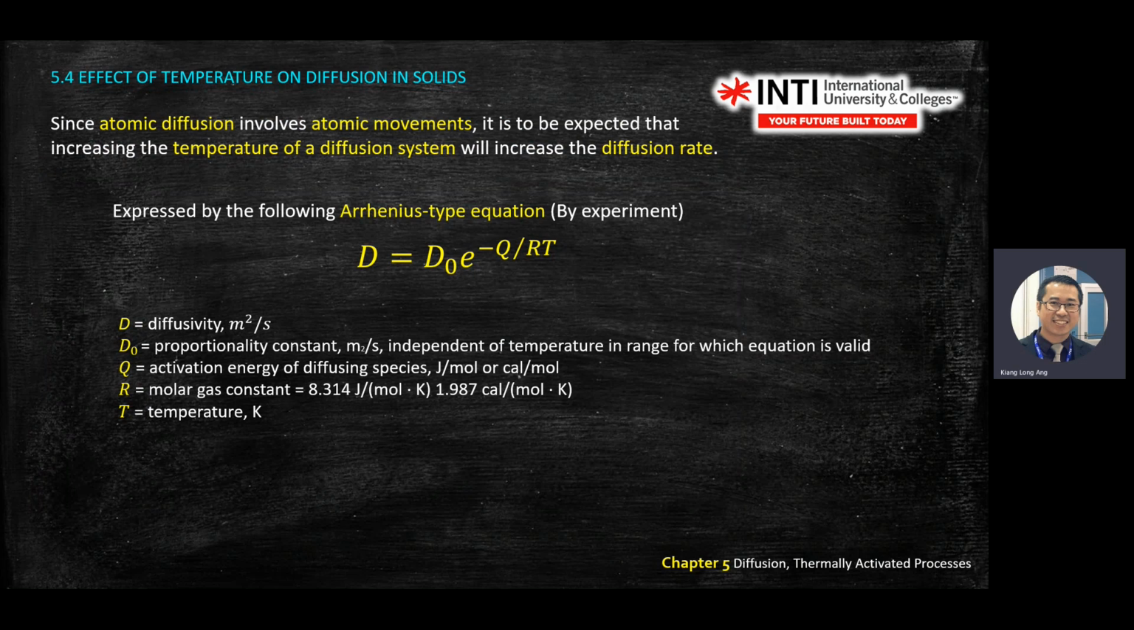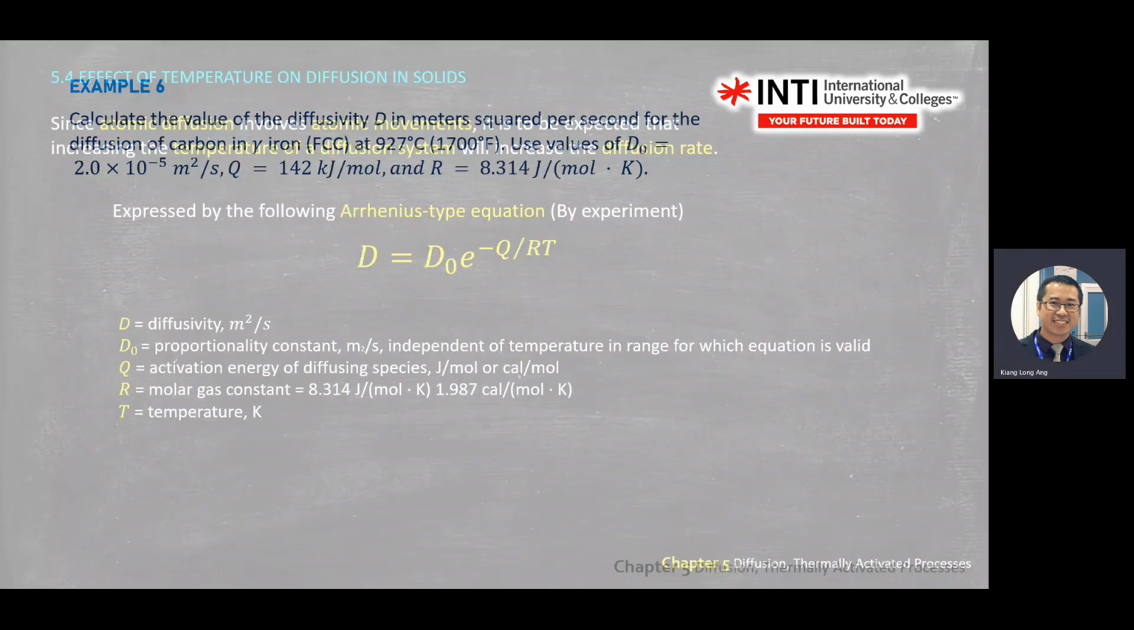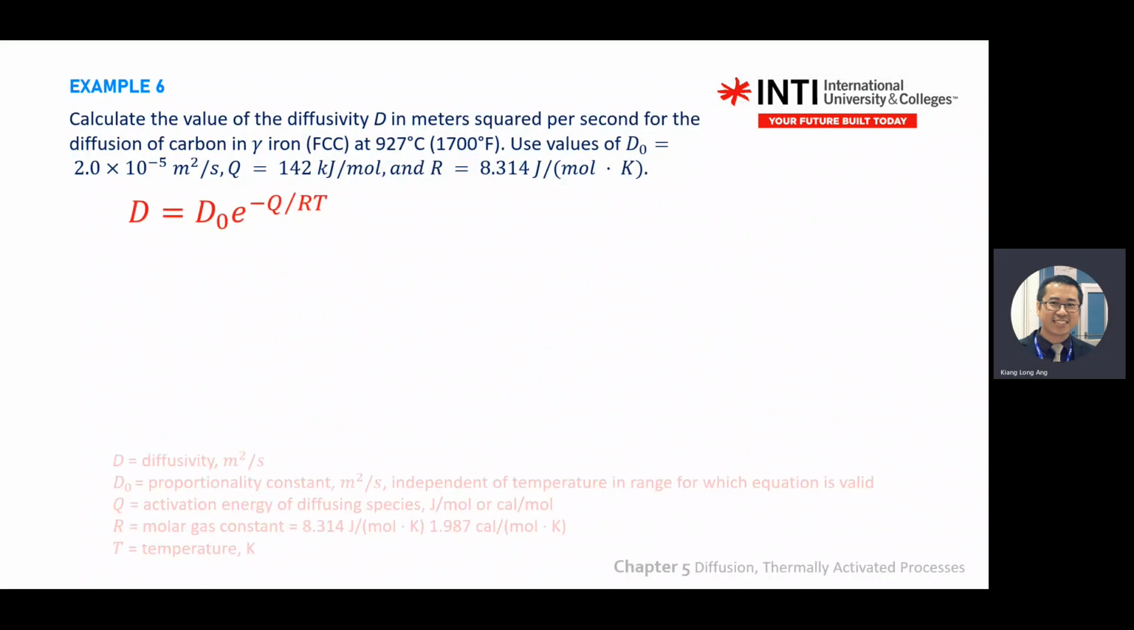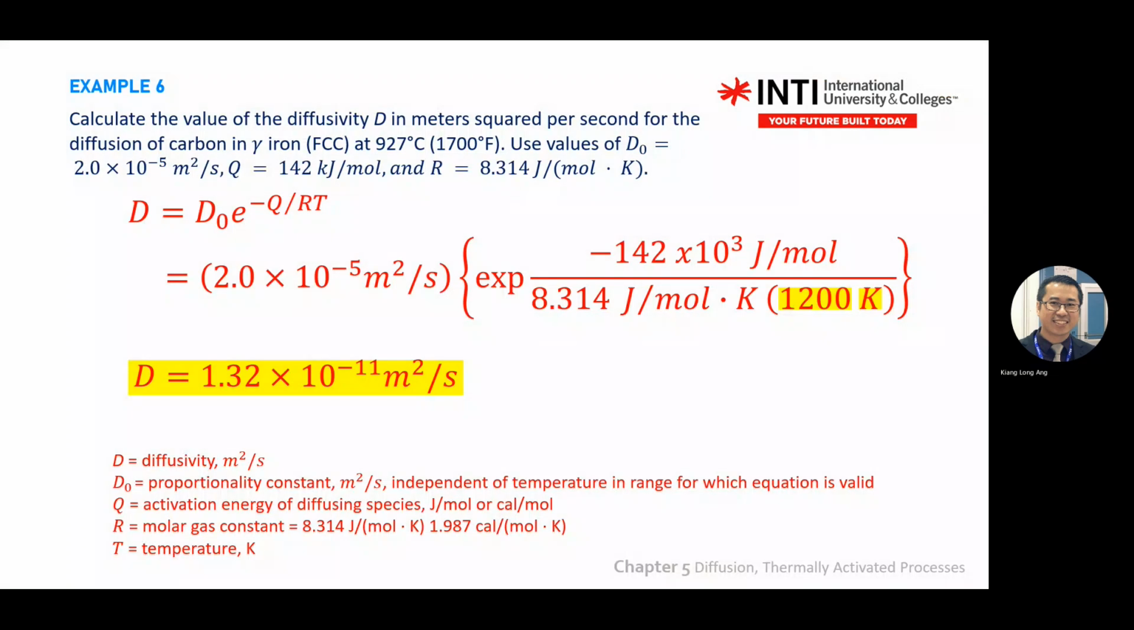Then this one by experiment. Diffusibility is given by this equation, right? And you go home and look at the tutorial question. So this is a diffusion also, but this one you need to use D equals D0 e to the power negative Q over RT. Okay, D is the diffusibility. So you look at this example. It's a direct substitution. Okay, go and read.